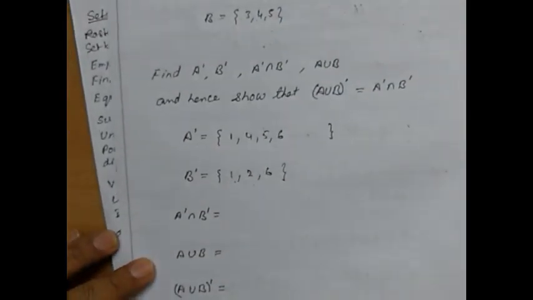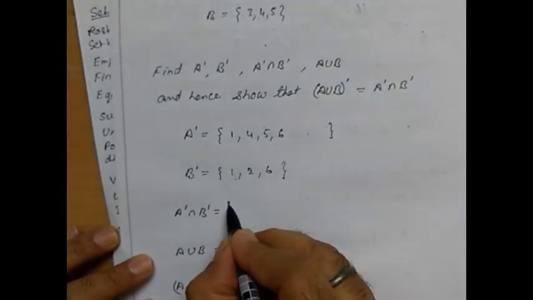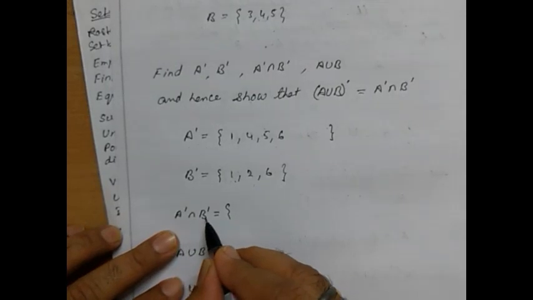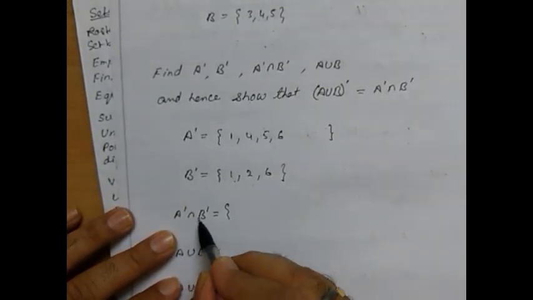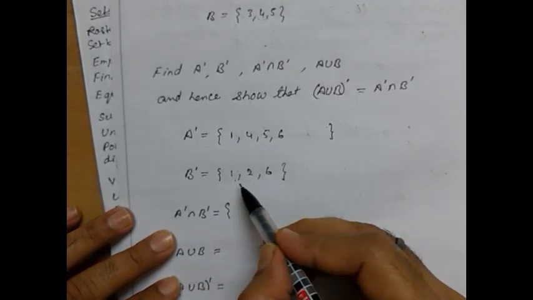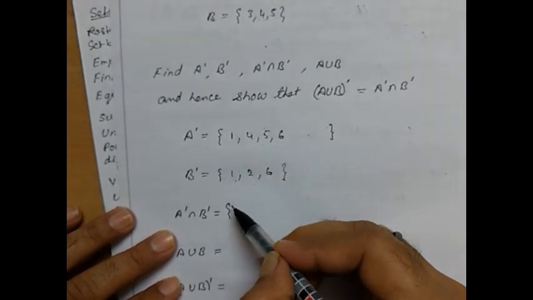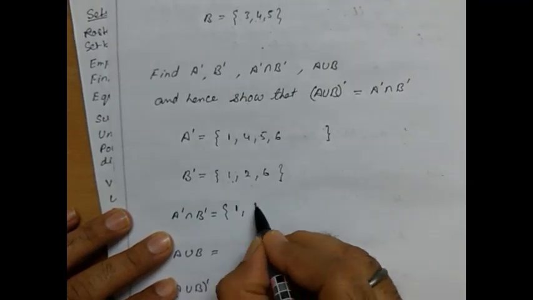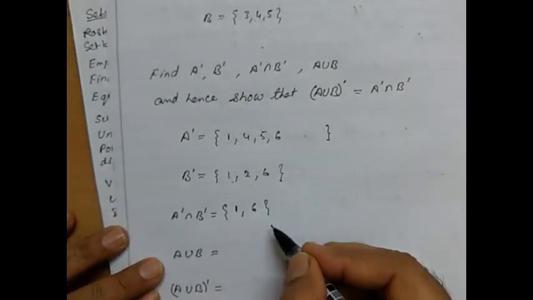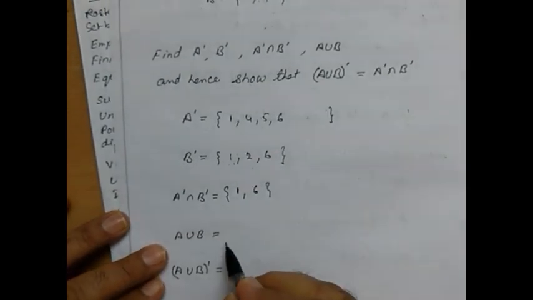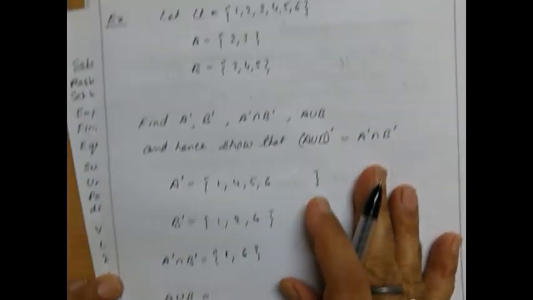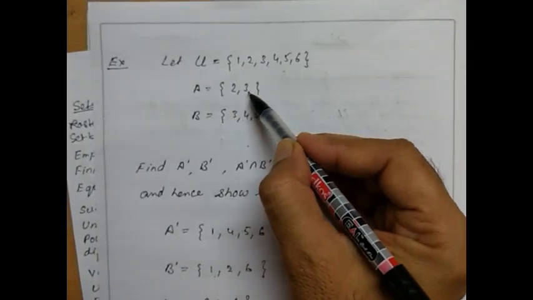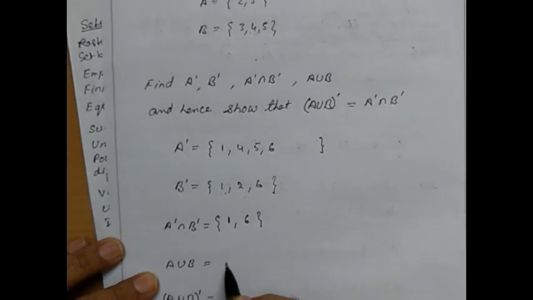Now we move further and we talk about A complement intersection B complement. So if we see, that means the common elements should be there. So what are the common elements between A complement and B complement? That is your 1 and 6. So 1 and 6 are common. And in A union B, we are having 2, 3, 3, 4, 5. So if we write the elements, this will be your 2, 3, 4, 5.